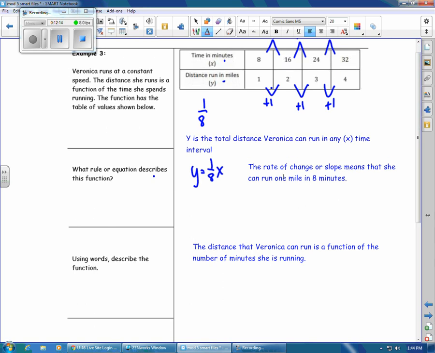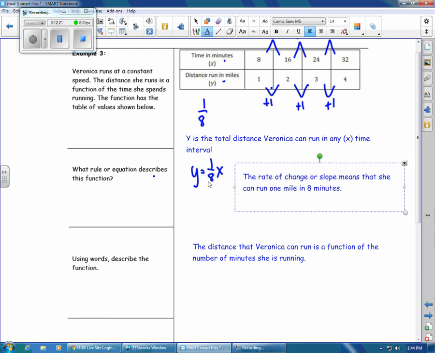And this, what the rate of change means, that is important. I want you to make sure that you're understanding the context of what you're doing. So this is 1 mile in 8 minutes. 1 is your distance, so it's always distance over time. Remember, we've been saying distance over time for what, 2 modules now.